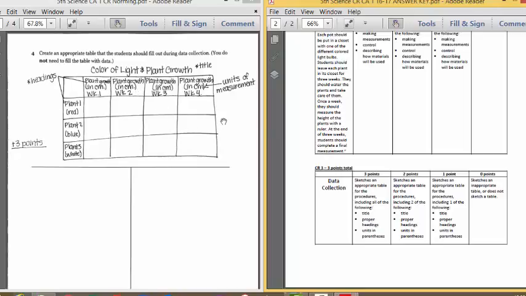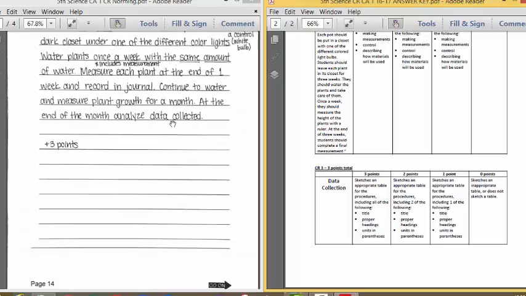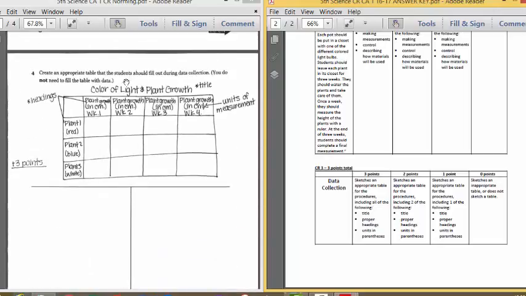The easiest way is they sketch some sort of table that includes all the aspects of the procedure listed above. So above where we said measure each plant at the end of 1 week, you can see at the end of 1 week, there is a spot to include measurements. To receive 3 full points, they need to include the three things that are starred here: a title, proper headings, and some kind of units of measurement. So we know whether they're measuring in inches, centimeters, etc.